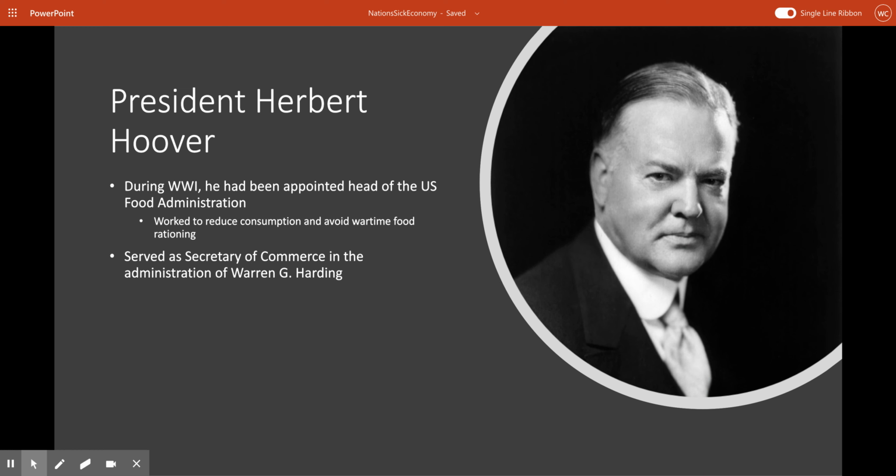He also served as the director of the American Relief Administration, which was formed in 1919, and it was tasked with supplying relief to countries that were destroyed during the war in Europe and in Russia. And during the First World War, he was appointed by President Woodrow Wilson as head of the U.S. Food Administration, which was in charge of reducing consumption in order to avoid food rationing during war. And he went on to serve as the Secretary of Commerce in the administration of Warren G. Harding.